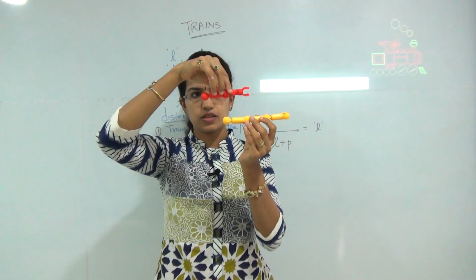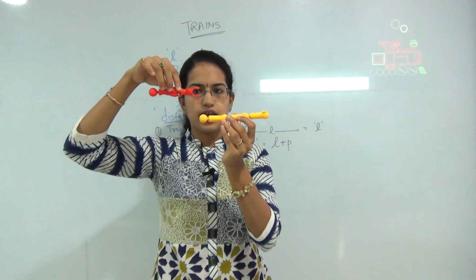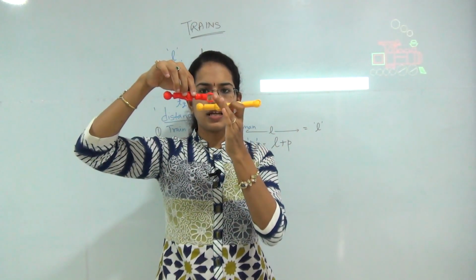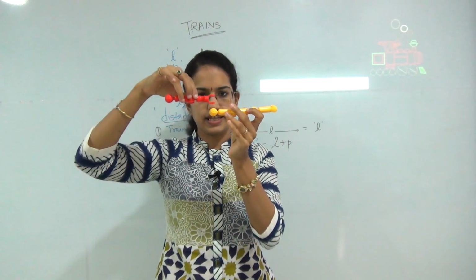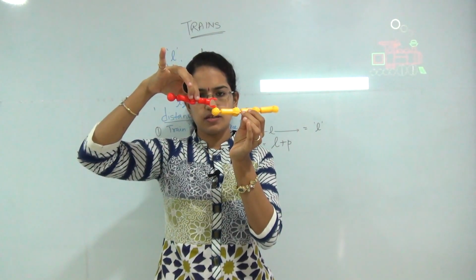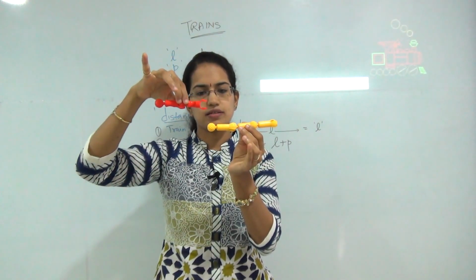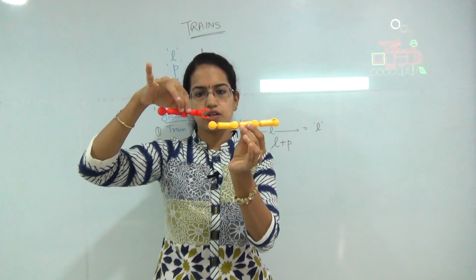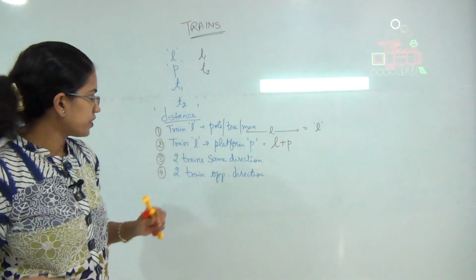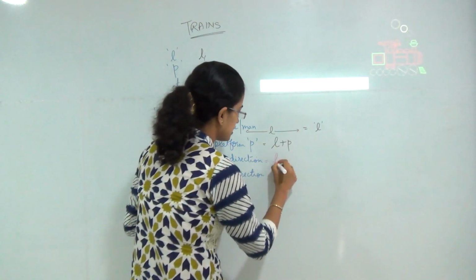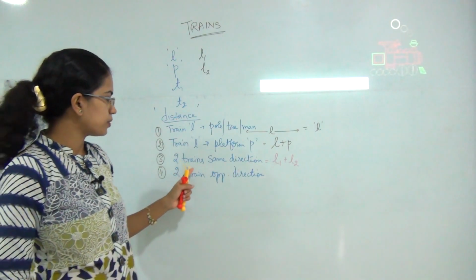Now this train goes ahead at a faster pace as compared to this train. And at a point you can see the tail of this train and the engine of this train are in alignment, or in one line, and this, as you can see, would cover the total distance. So we can say length of the train L1 plus length of the train L2 would be the total distance covered. So when they are moving in the same direction, L1 plus L2 would be the total distance covered for both of the trains.